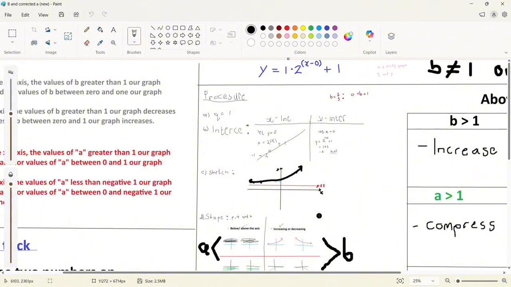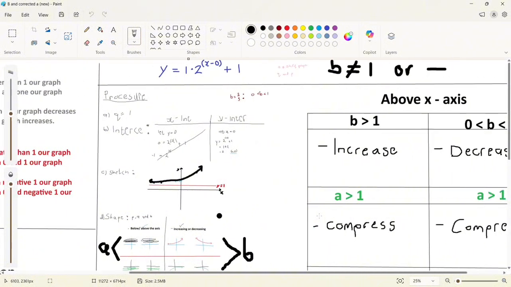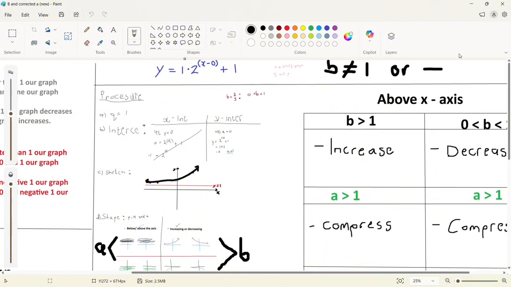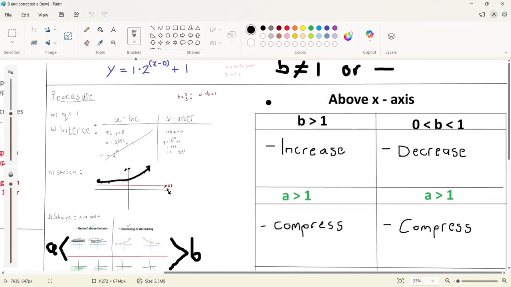And so what I want to say very quickly is that b can never be negative. Okay, in an exponential graph, b can never be 0 or negative. That's very, very important because it's going to cause trouble when you want to find the intercepts. So we already know b can never be negative.